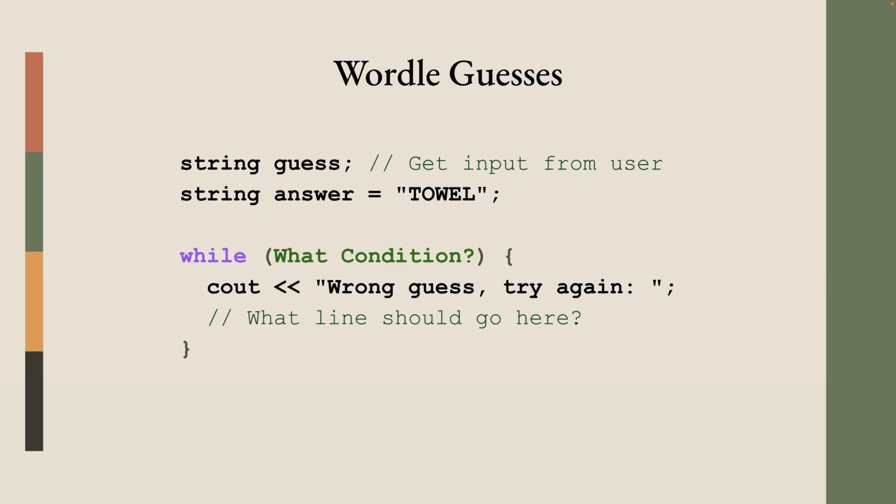Okay. So back to this one, the condition should be true if the input is bad. What counts as a bad input in this context? Yeah, anything that doesn't equal the answer. So how could we write that in code? Guess does not equal answer. Yes. While guess doesn't equal answer, that means the user has guessed incorrectly, so we're going to tell them wrong guess, try again, and then what should go at the end of the loop?